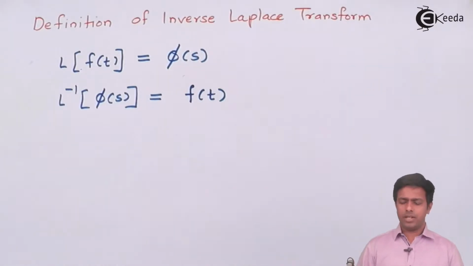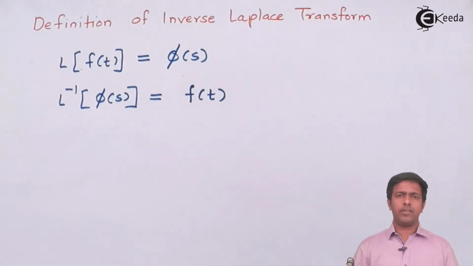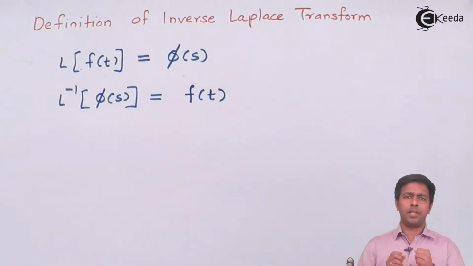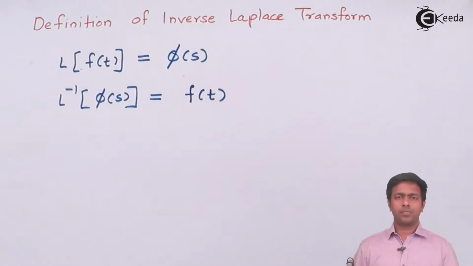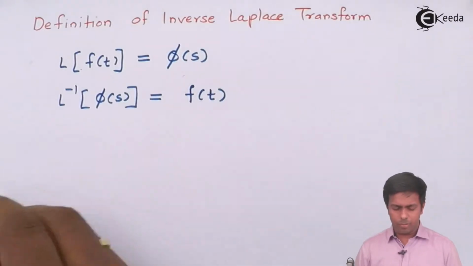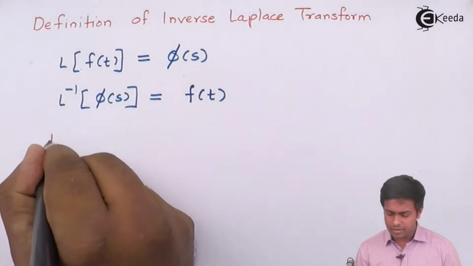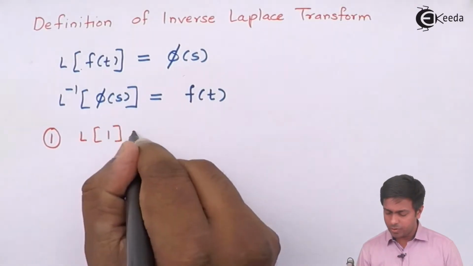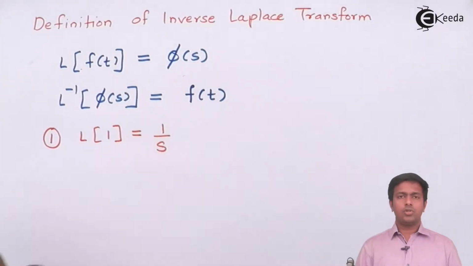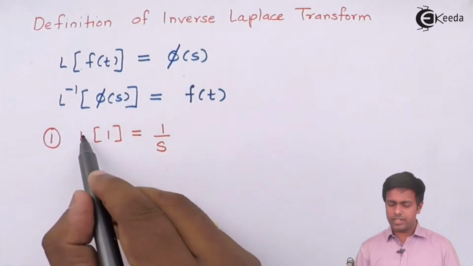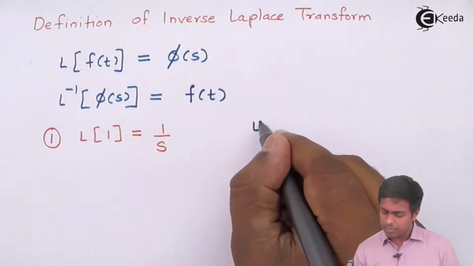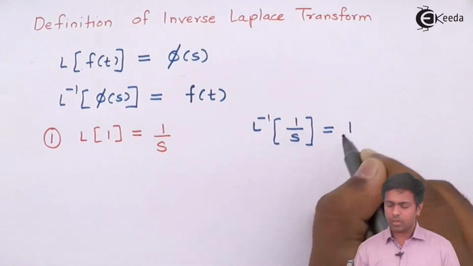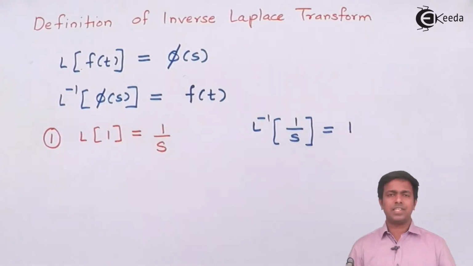Now let's start with the formulae. It's clear that we are going to write down all the formulae of inverse Laplace transform from the Laplace transform itself. So let's start with formula number 1. We have seen that Laplace transform of 1 is equal to 1 upon s. So in inverse Laplace transform, what will we get? I'll shift this L to the RHS. That will become Laplace inverse of 1 upon s, and it will give us 1. This is the formula of Laplace inverse of 1 upon s.